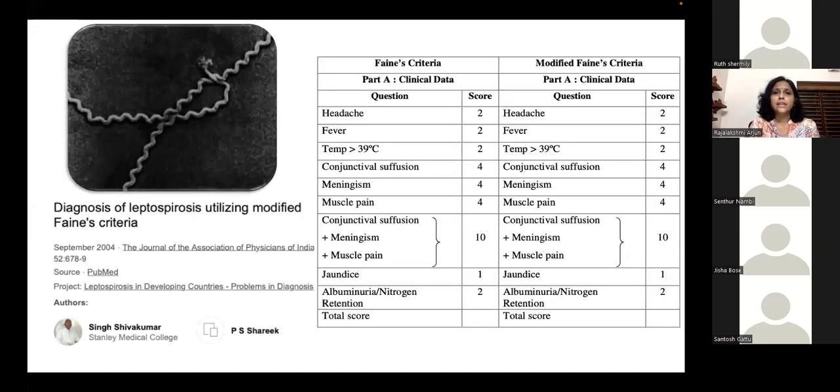This is Fein's criteria. Again, you should know what Fein's criteria is, which is applied for leptospirosis diagnosis. This not only includes the clinical criteria that is described here, like fever, headache, myalgia, and conjunctival suffusion, and the points are given for all this, but it also includes other criteria which I am not discussing here, which includes exposure risk as well as the lab test. And with applying this, your probability of diagnosing leptospira or ruling it out is high.